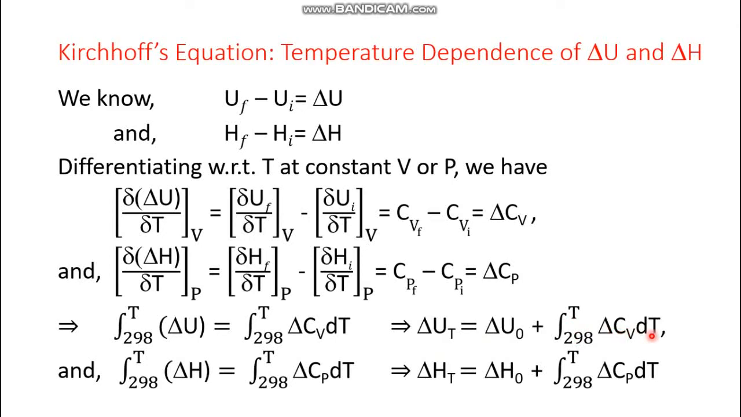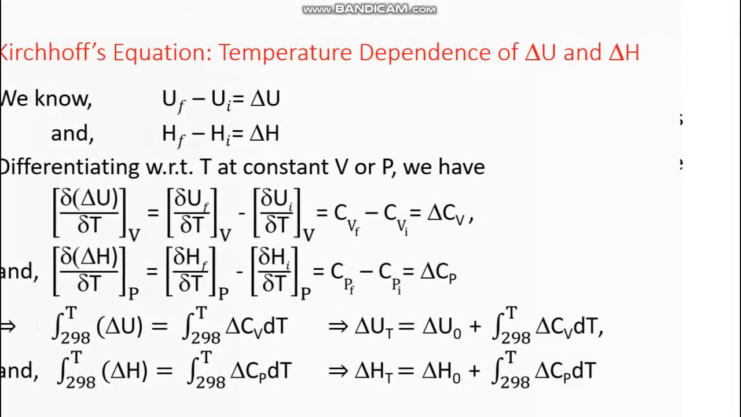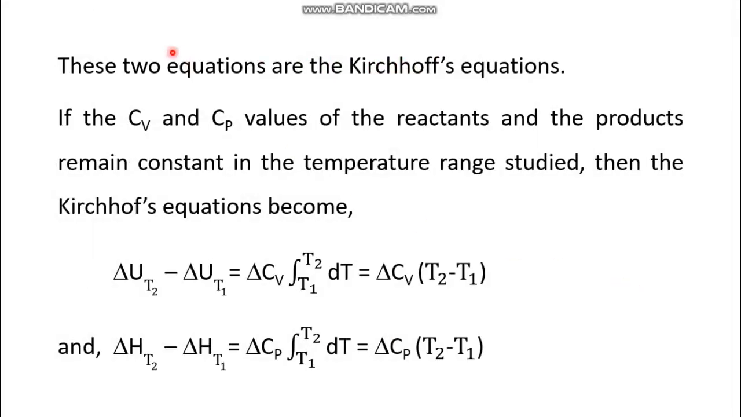This is one of the Kirchhoff's equations, and in case of enthalpy you can write delta HT equals delta H0 plus the integration from 298 to T of delta Cp into dt. This is the standard temperature and this is any temperature. So these two are the Kirchhoff's equations, if Cp and Cv remain unchanged in the temperature range being studied.